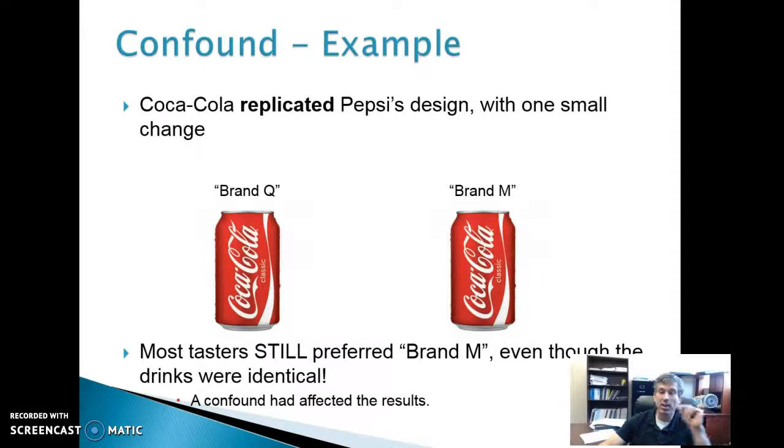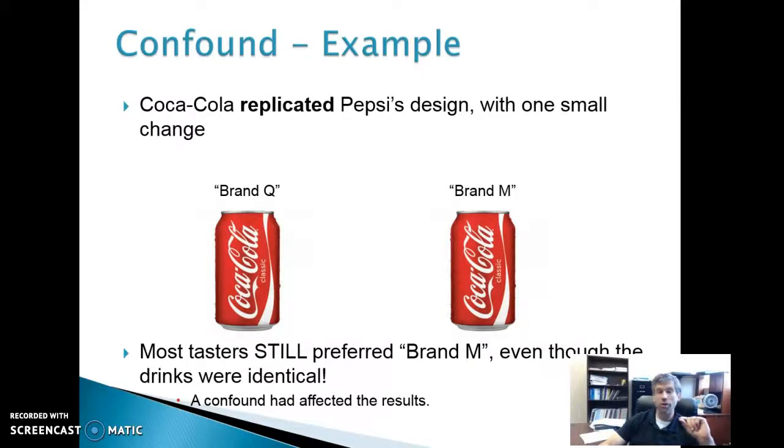And most people still liked brand M better. It's kind of odd, isn't it? Even though the drinks were exactly the same, what letter was attached to it seemed to influence people's preferences. Maybe M is a more common letter than Q. Maybe it's just more aesthetically pleasing. I don't know. But the point here is that confounds can be very subtle.